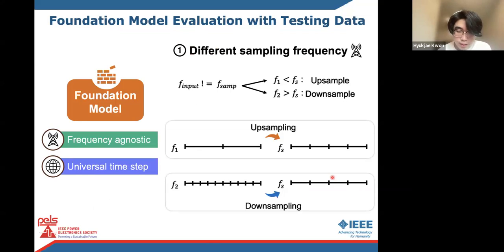First, if the sampling frequency of the test dataset differs from that of the model, for example, if the model sampling frequency is higher, then we upsample the test dataset to match the model sampling rate. Conversely, if the model's frequency is lower, we downsample the test data accordingly. This ensures that the input format aligns with the model's expectations, maintaining prediction accuracy.